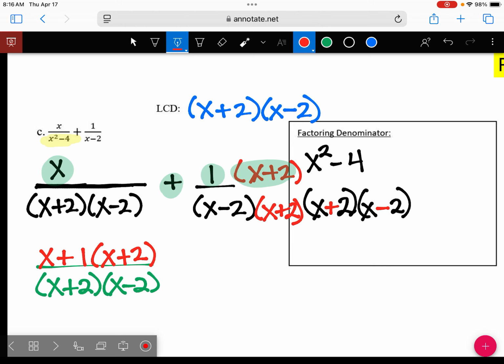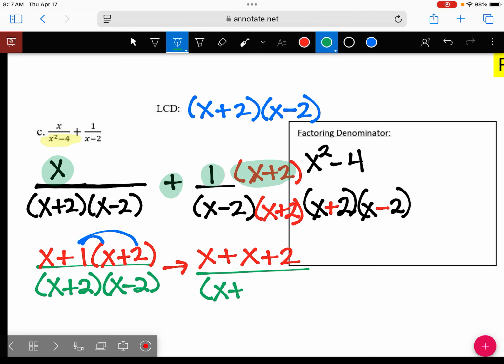If you get to that step on the test next week, I am very happy. You get most of the points. To get the last couple points, we just need to simplify the numerator. So we're going to distribute a 1. And that would be x plus 2. And that's all over x plus 2, x minus 2.